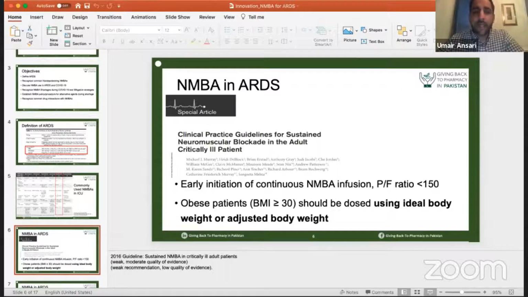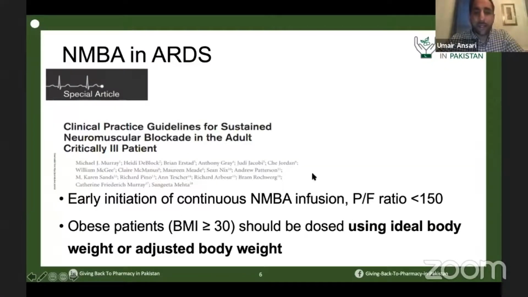And another thing to highlight from this reference is that they did mention that obese patients with a BMI greater than 30 should be dosed based on ideal or adjusted body weight. So that's something to highlight.